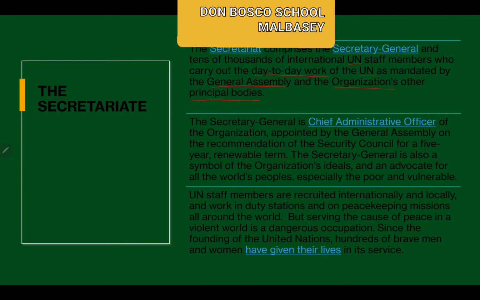Many staff are there, so these staff come together and perform their principal work in the organization. The Secretary General is the chief administrative officer of the organization, appointed by the General Assembly on the recommendation of the Security Council for a term of 5 years, a renewable term. He can be appointed again.